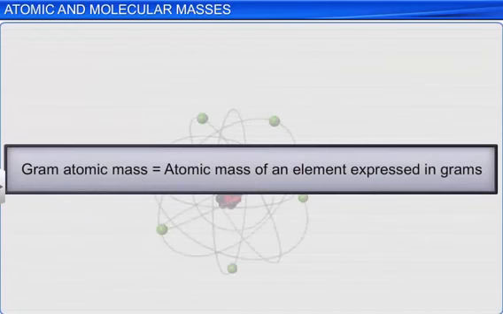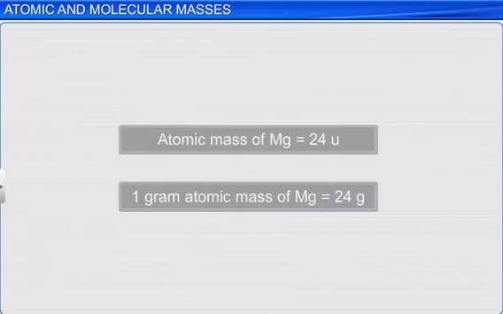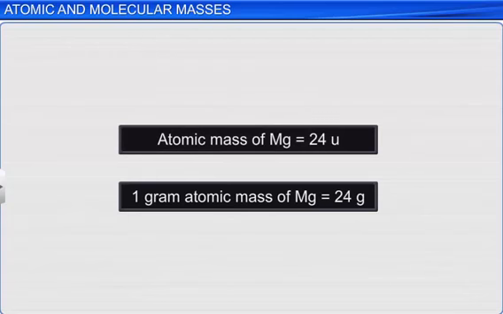When the atomic mass of an element is expressed in grams, it is called gram atomic mass. Gram atomic mass is also called 1 gram atom of the element. For example, 1 gram atom of magnesium is equal to its atomic mass expressed in gram, which is 24 gram.